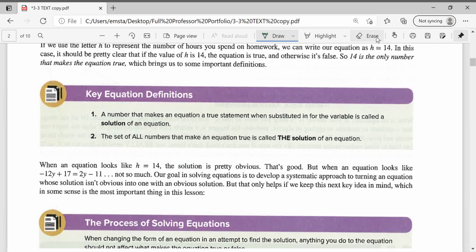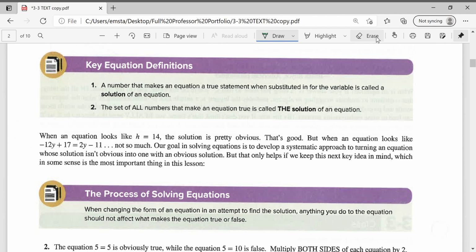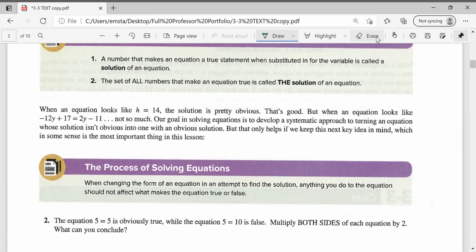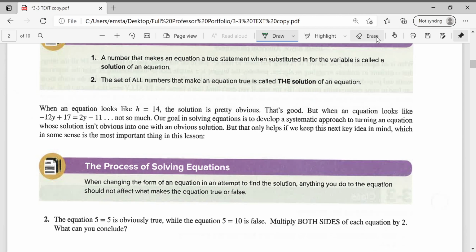So some definitions about equations. The first definition is a number that makes the equation a true statement when substituted in for the variable is called the solution to the equation. The second definition is the set of all numbers that make it true would be called the solution set of an equation. When an equation looks like h equals 14, the solution is pretty obvious. But when an equation looks like something like negative 12y plus 17 equals 2y minus 11, not so much. So our goal is to find a way to solve these equations.